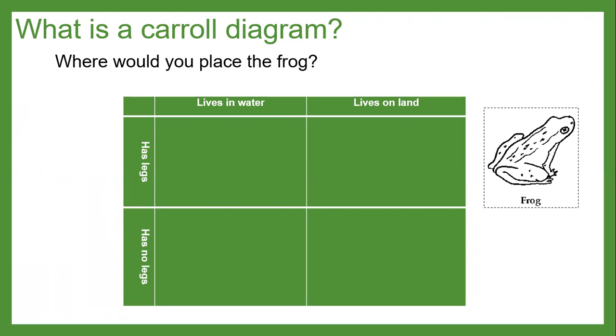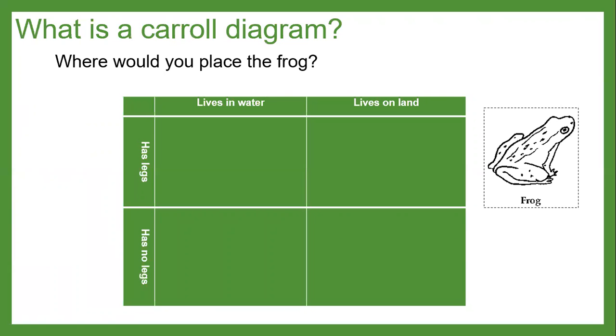Now, I've got 4 different categories. I've got lives in water across the top, and then lives on land. And I have has legs and has not got legs. So where would you place this frog? 10 seconds. Where do you think this frog is placed? Work out your answer, and then I'm going to give it to you.